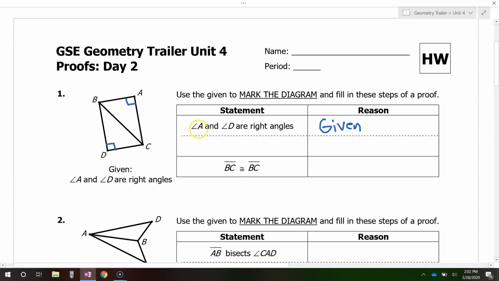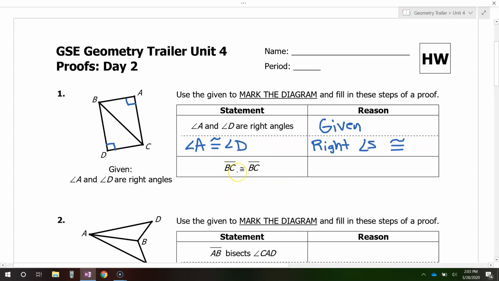So whenever we say that angle A and angle D are right angles, the next thing we're going to say is that angle A is congruent to angle D. All right, so these go together side by side. And the reason is simply that right angles are congruent. So that's the reason you put: right angles are congruent. Okay, so these go hand in hand. If you say that two angles are right angles, the next thing you're going to say is that they're congruent because right angles are congruent.